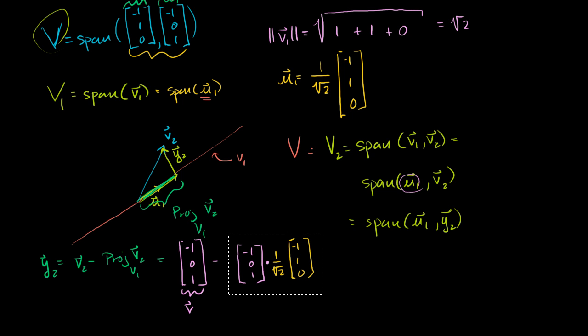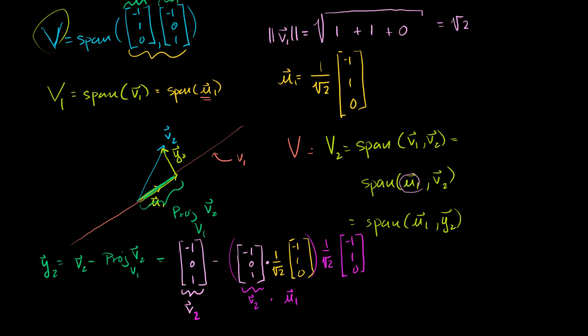So it's just equal to that guy, right? Let me make the numbers clear. This is v2 minus the projection of v2 onto the subspace 1. So that's just v2 dotted with my orthonormal basis for v1, my first vector in my orthonormal basis. There's only one, so I'm only going to have one term here. And then all of that times my orthonormal basis vector for v1. So 1 over the square root of 2 times the vector minus 1, 1, 0.